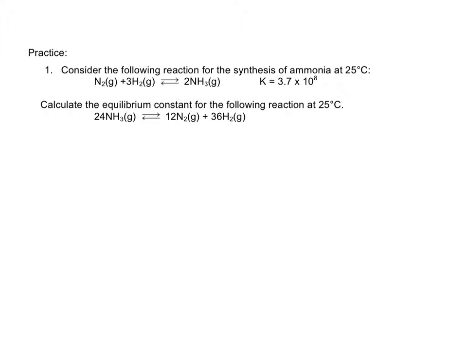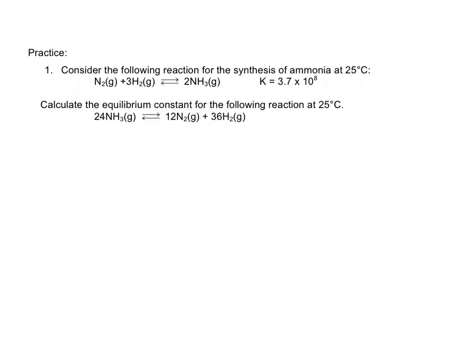And the reason why this is so useful is because usually our equilibrium constants are given to us as numbers, not as expressions relative to the reactants and products. So in this case, we have a reaction at 25 degrees. It's N2 plus 3H2 goes to 2NH3. And the equilibrium constant for this reaction is 3.7 times 10 to the 8th. So this is a really, really, really big equilibrium constant, which means that it's going to favor the forward reaction, and we're going to have lots of products.